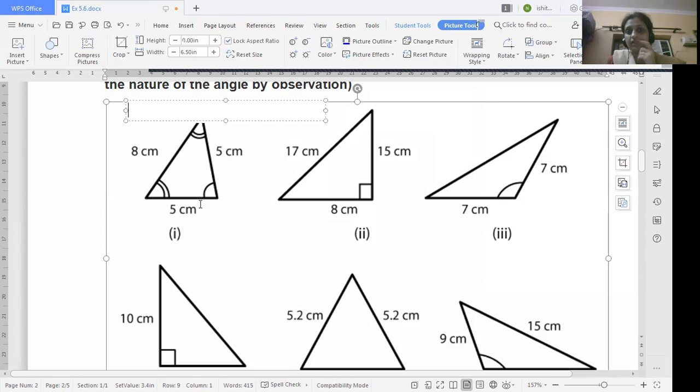Two sides are same and one is different. Ma'am, scalene. Scalene is having all the sides different. Two sides same, one side different. Ma'am, isosceles. Yes, it is an isosceles triangle. And you can see the length also.